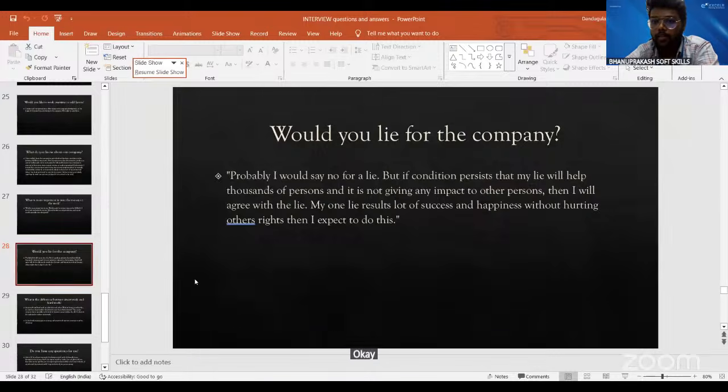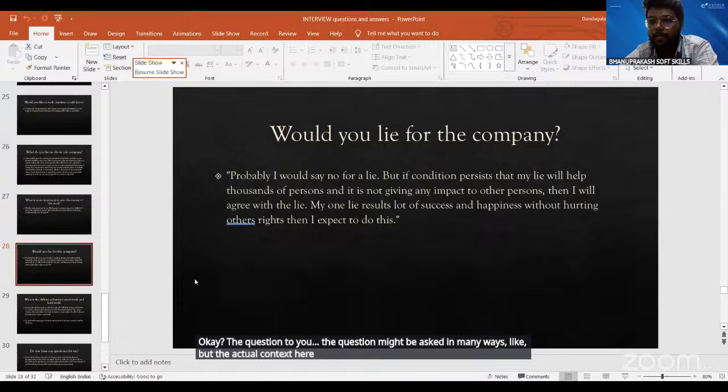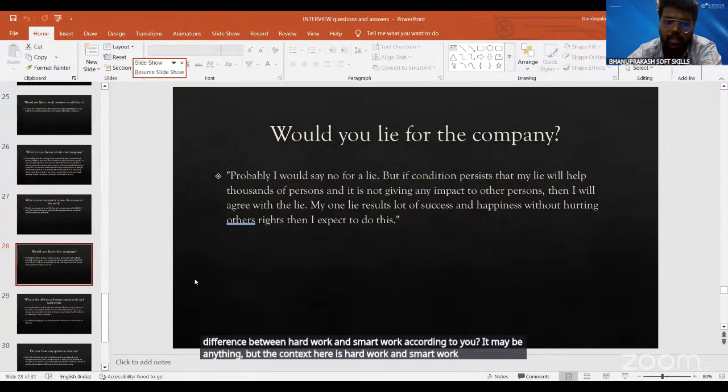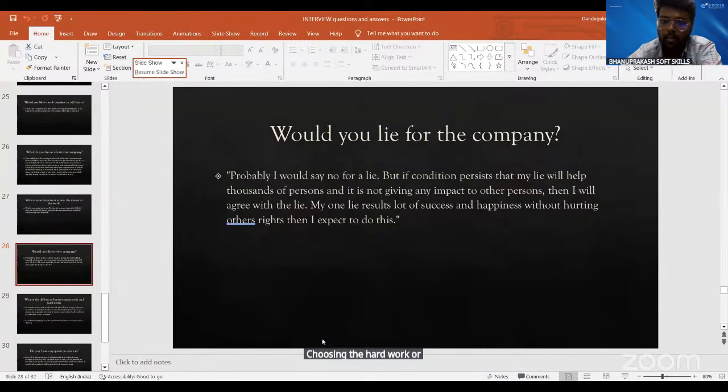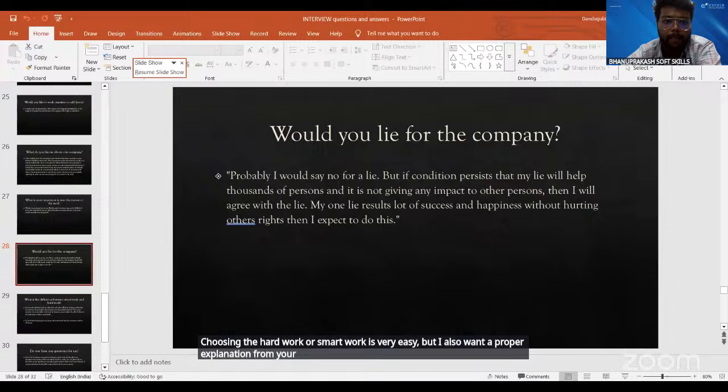The question might be asked in many ways, but the actual context here is between hard work and smart work. It may be asked like, what do you prefer, hard work or smart work, or simply what is the difference between hard work and smart work according to you. It may be anything, but the context is hard work and smart work. So what's your answer? Choosing hard work or smart work is very easy, but I also want a proper explanation from your end.